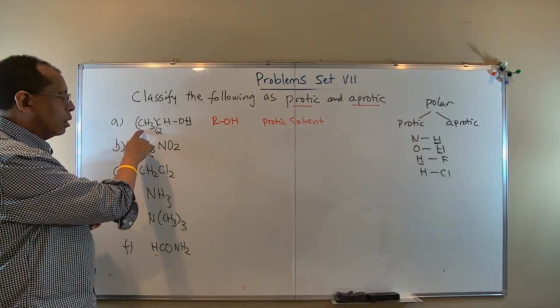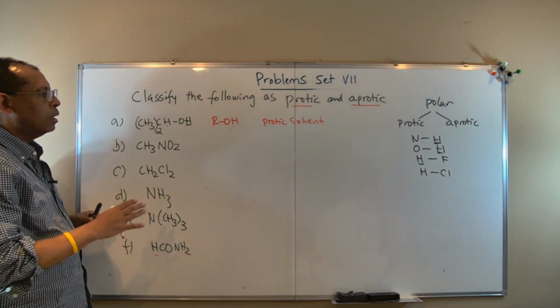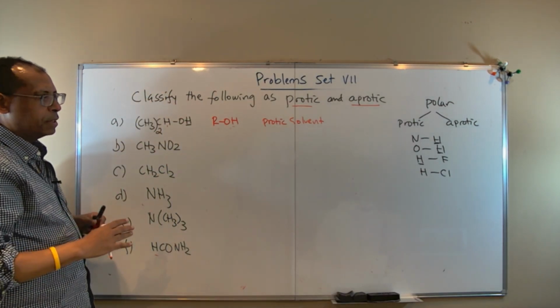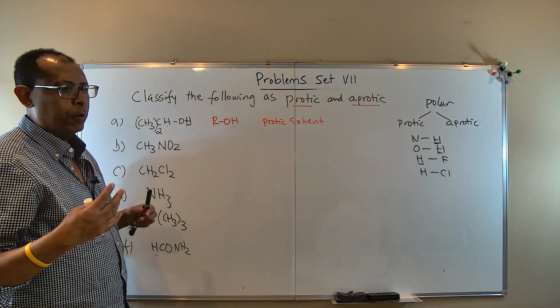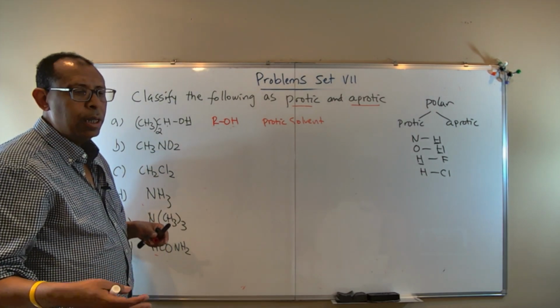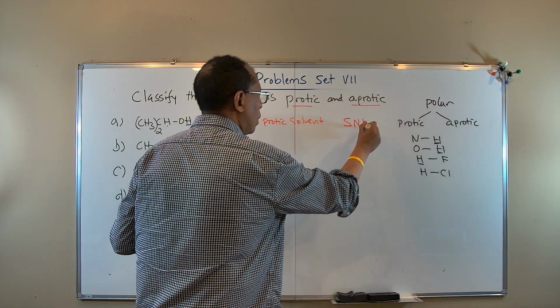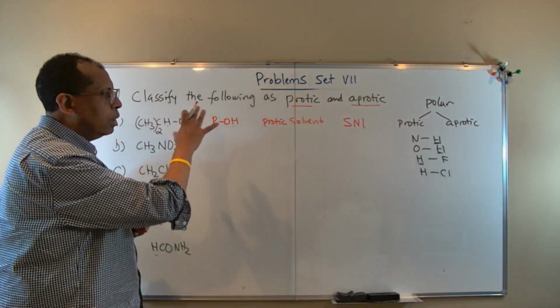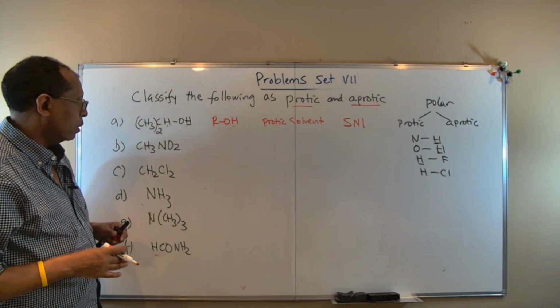This is isopropyl alcohol. It is a protic solvent. From our lecture discussion, we have already said that protic solvents are good for SN1 type reactions. So isopropyl alcohol is a protic solvent which is good for SN1.